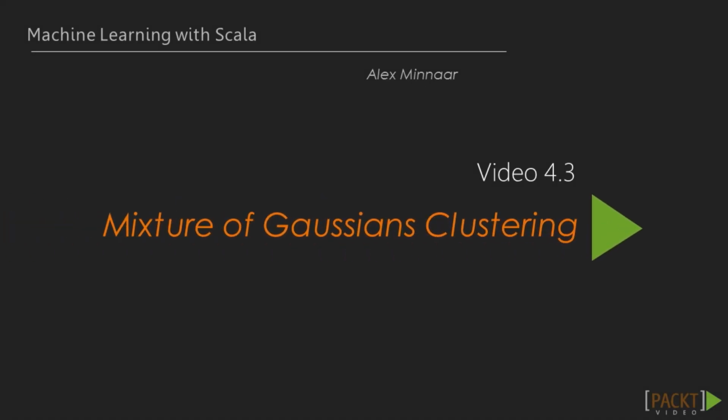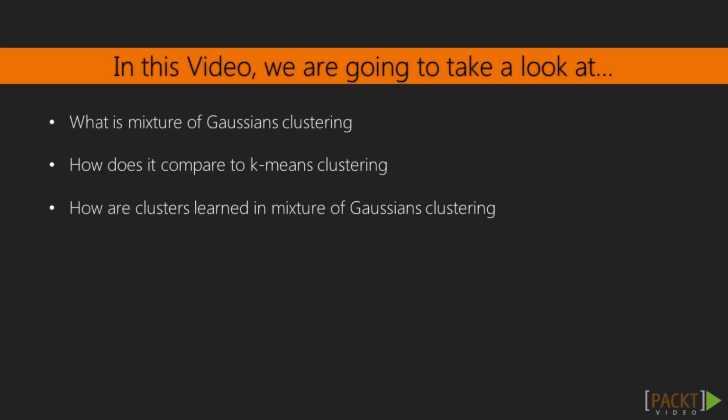Welcome to the third video of this section. In the previous video, we looked at k-means clustering, which is a relatively simple clustering algorithm. We will look at a slightly more complex clustering algorithm, which offers a few advantages over k-means. In this video, we will first take a look at the general intuition behind mixture of Gaussians clustering. Then we will compare mixture of Gaussians with k-means clustering. Then finally, we will look at the actual learning algorithm that mixture of Gaussians clustering uses.